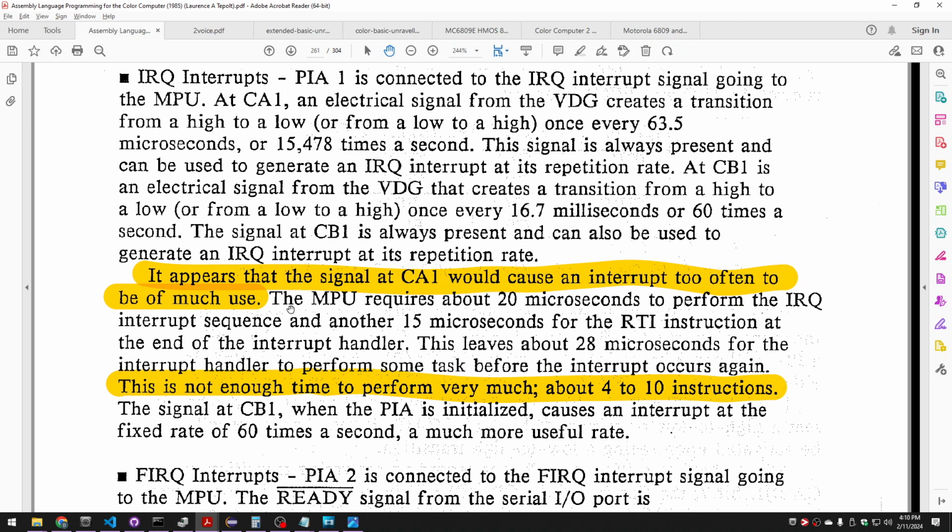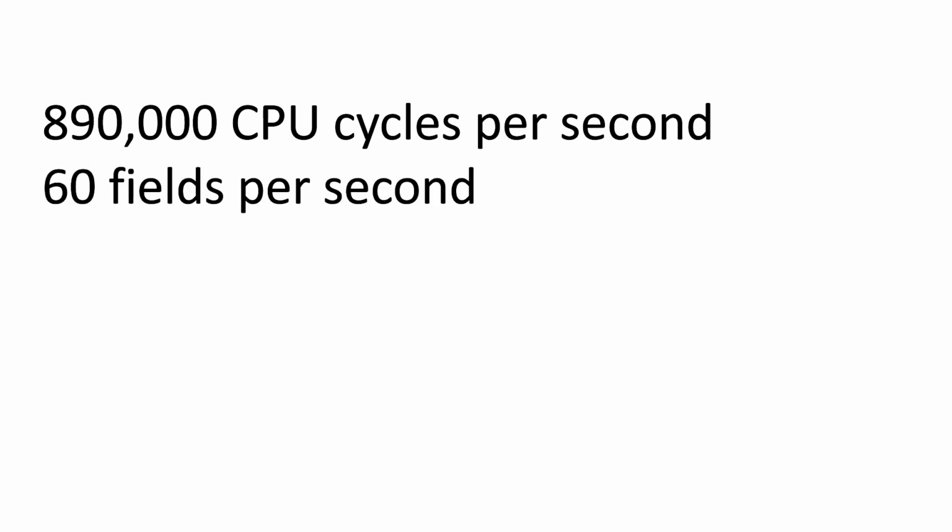much use. He does a little calculation here and comes to the conclusion that this is not enough time to perform very much, about 4 to 10 instructions. But we can do the math ourselves just to be sure. So once again, we have 890,000 CPU machine cycles per second. And we have 60 fields per second. That's how many times the screen will refresh itself each second.